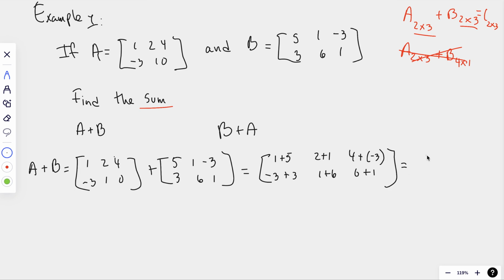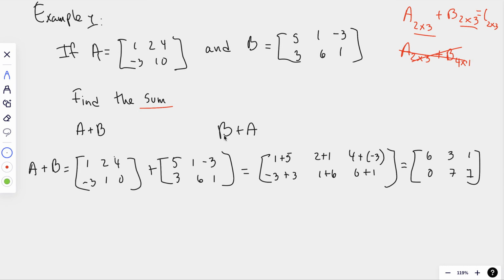So our answer will be 1 plus 5, well, that is 6. 2 plus 1 is 3. 4 plus negative 3, that is 1. Negative 3 plus 3 is 0. 1 plus 6 is 7. And 0 plus 1 is 1. And there we have the summation of A plus B.